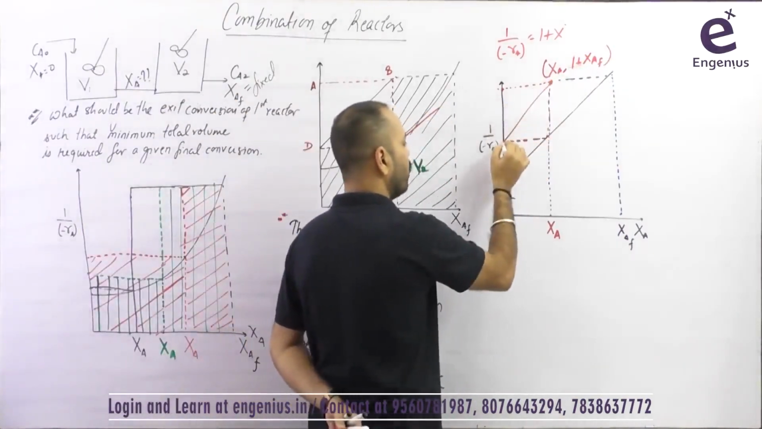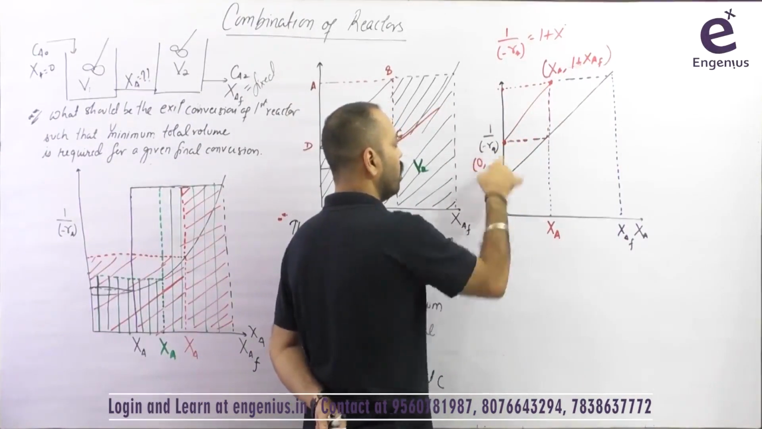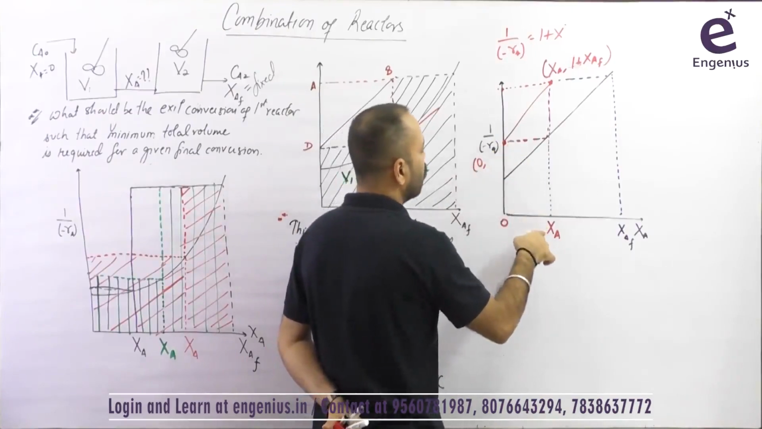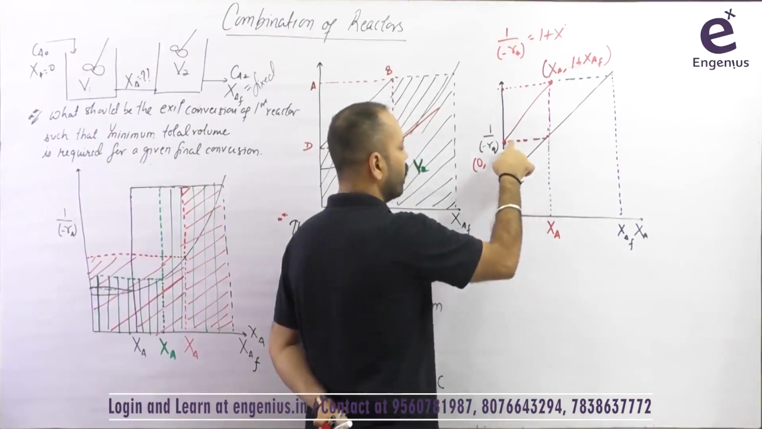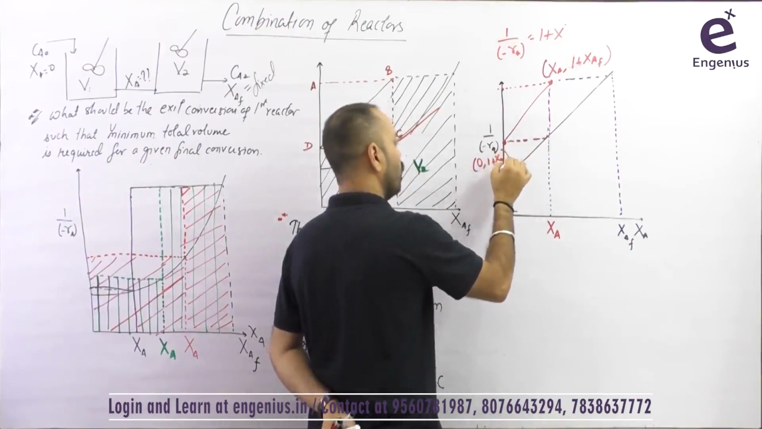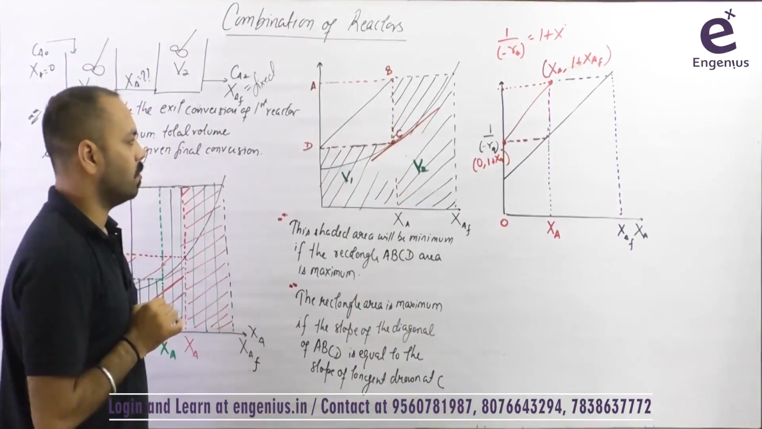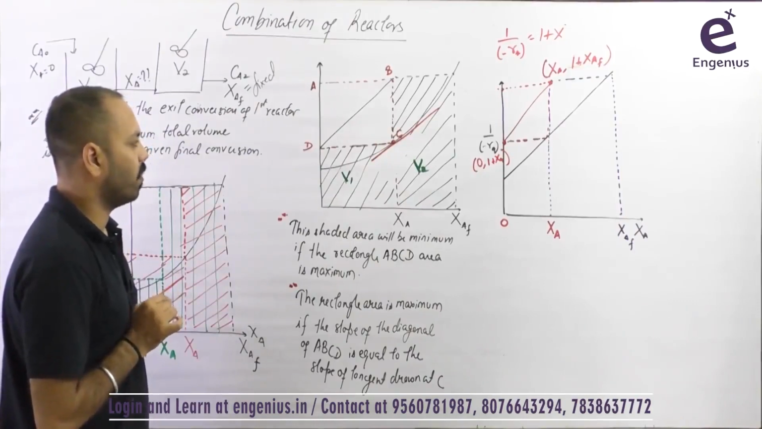What is the coordinate of this point? The x-axis is 0. For the y-axis, put this 1 plus x here. Put Xa here, the middle conversion, in this equation. The same y-axis is here, so it becomes 1 plus Xa. Right? I hope I'm not making any mistake here. X-axis is Xa and y-axis is fine.